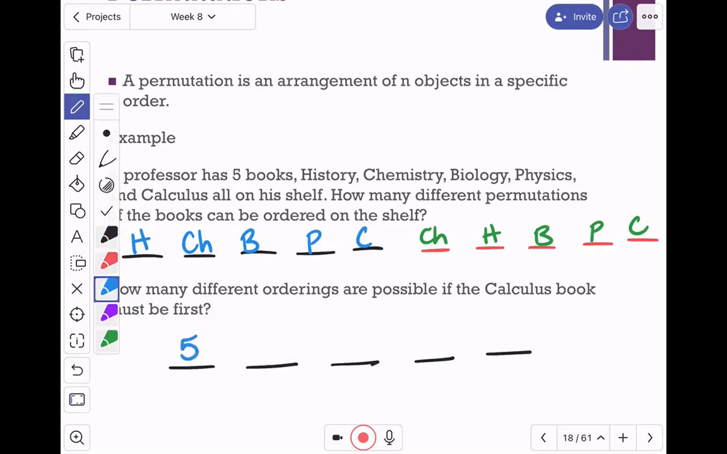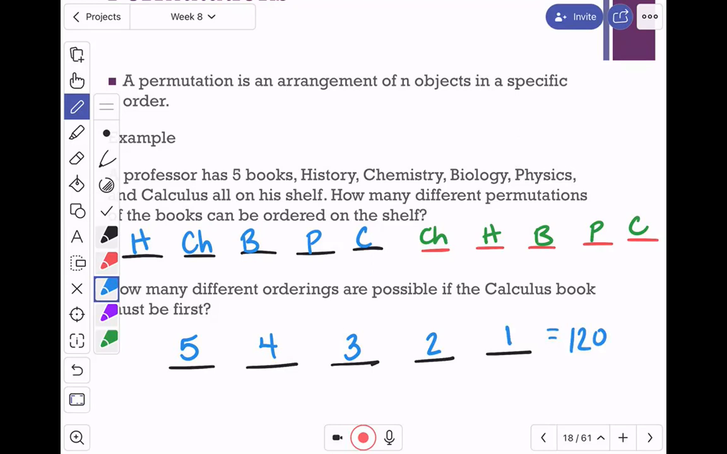After I put a book on there, the next spot only has how many ways to rearrange? 4. After I put that, the next spot only has 3, followed by 2. And there's only one way to rearrange the last book because it's fixed now. So if we multiply all of these, 5 times 4 times 3 times 2 times 1, that is equal to 120 ways to rearrange these books on the shelf.